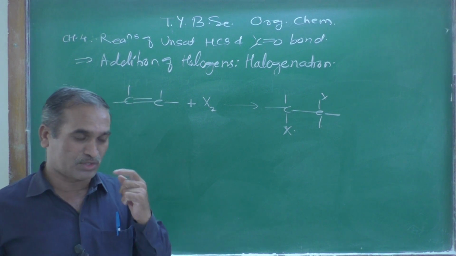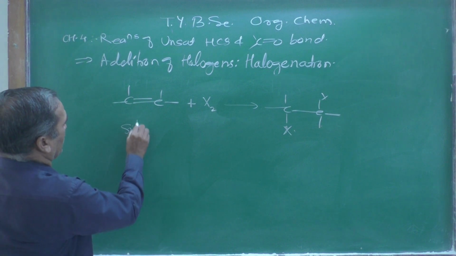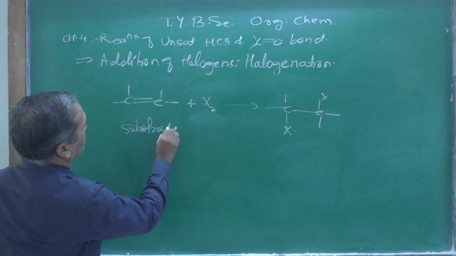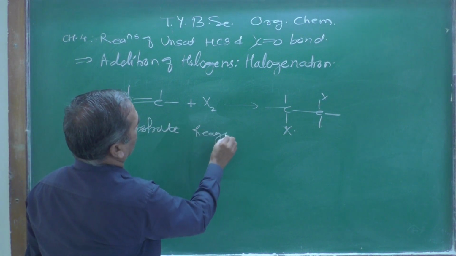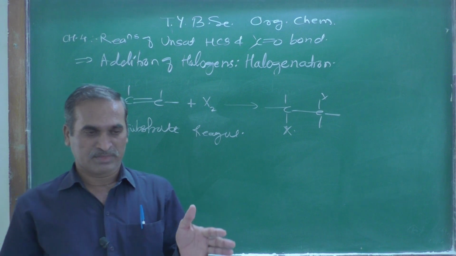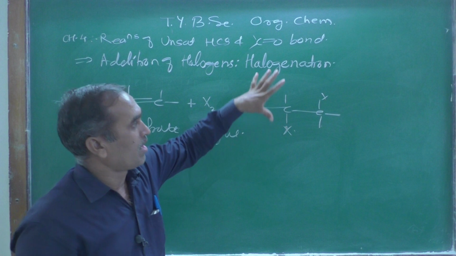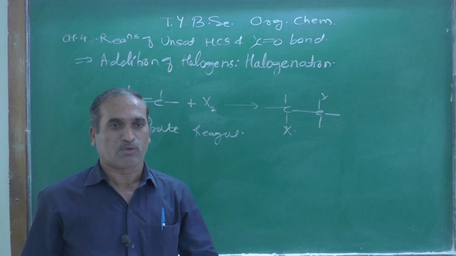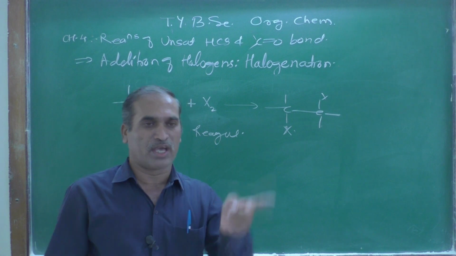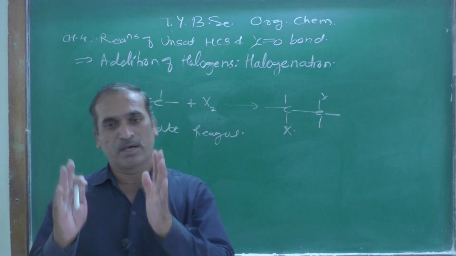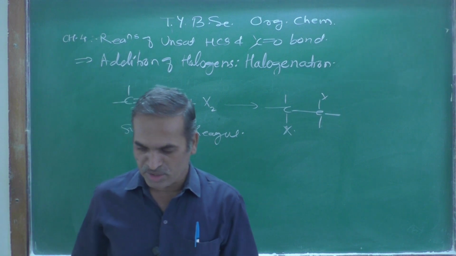Addition reaction means what? This is the substrate, or reactant, and this is the reagent, and the reagent is completely consumed by the substrate. When you observe the product, what do you see? Whatever atoms of the substrate as well as the reagent, all are present in the product, and that type of reaction is called an addition reaction.